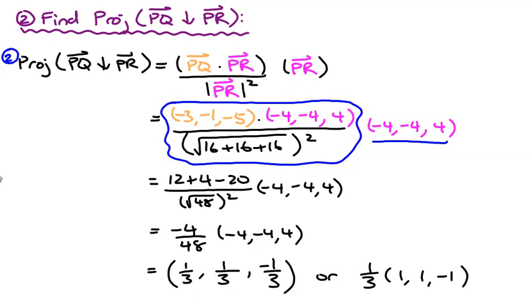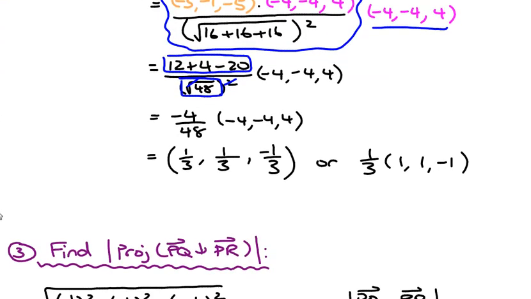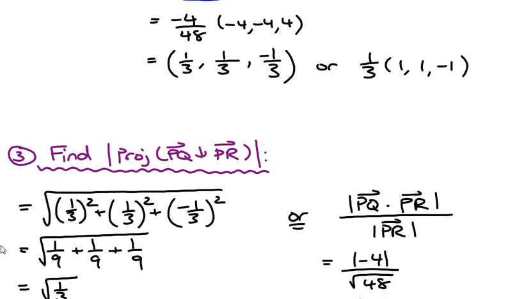Doing the dot product, I get something like this. Doing the magnitude, I'm going to do that Pythagorean theorem thing, and I'm going to get this as my answer right there. Now if I square it and square root, those guys are going to cancel out. And I will get negative 4 over 48, which I can then reduce and also multiply in. So if I do that, I get 1 over 3, 1 over 3, and negative 1 over 3. This is the vector for my projection of PQ onto PR. If you want it to look a little bit nicer, you can always factor out the 1 over 3.